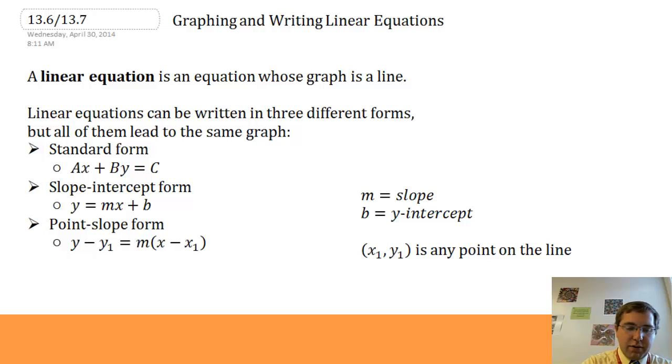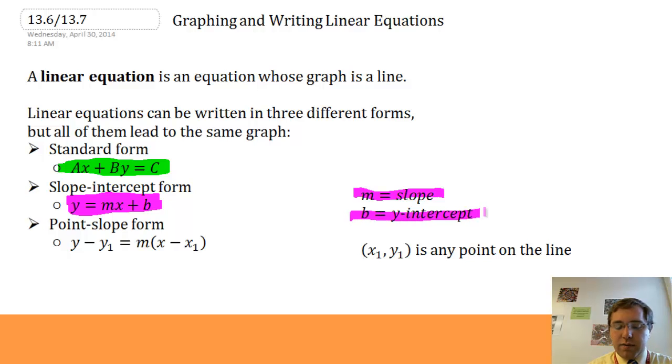We've got standard form. Standard form is ax plus by equals c, where x and y are your variables, so they'll be in your equation, and a, b, and c are any non-zero numbers. Slope-intercept form is y equals mx plus b, where m is the slope and b is the y-intercept, the y-coordinate of the y-intercept, the point where the line crosses the y-axis.